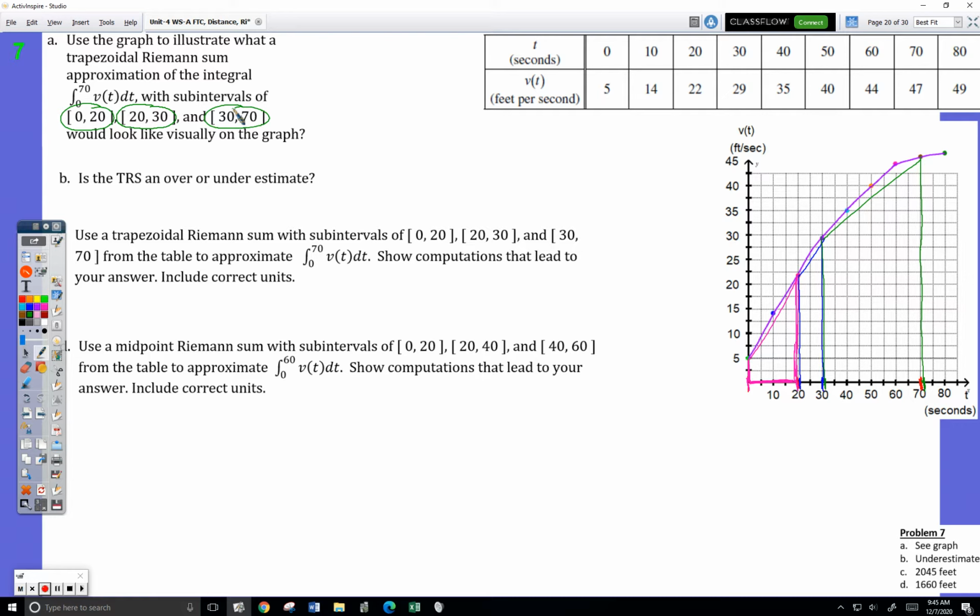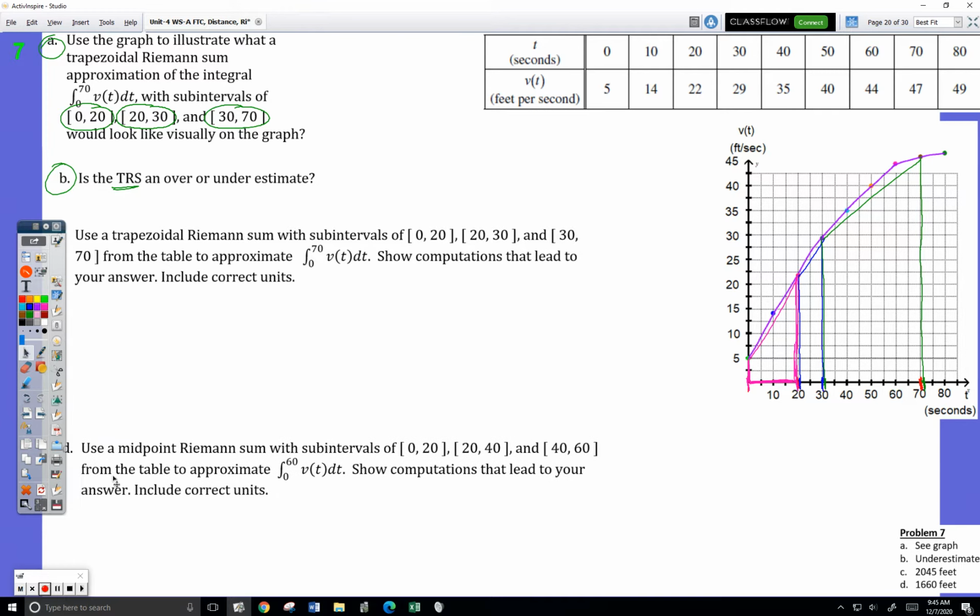So we're going to get to Kayla's question in a second. We've done these two. We show what it looks like. We can see that it's an underestimate. Anybody want to talk more about that? Okay. Sorry, what does TRS mean? Trapezoidal Riemann Sum. So good question. Points for Cameron. Okay, so going to item C, here's the answer to Kayla's question.